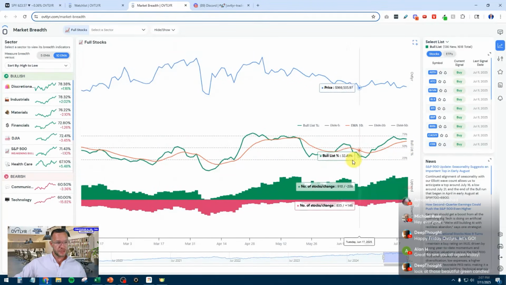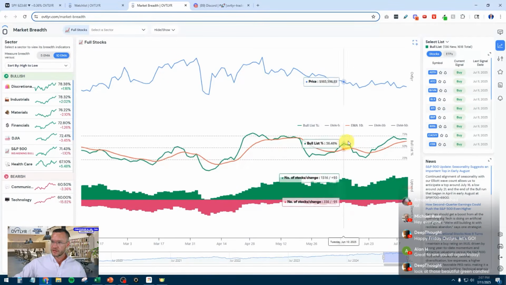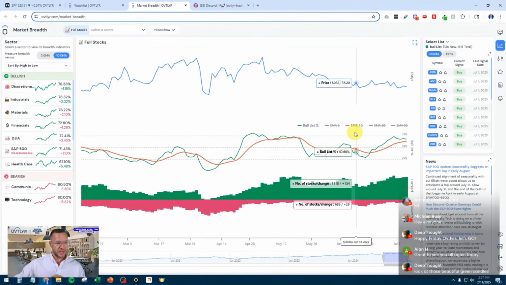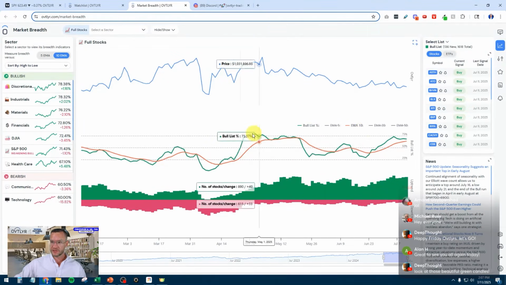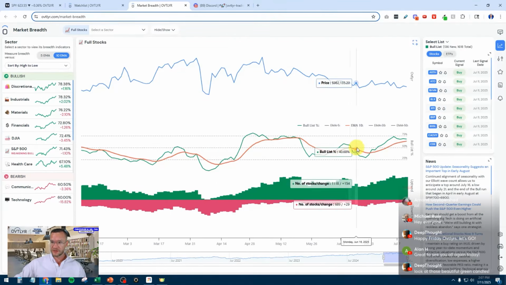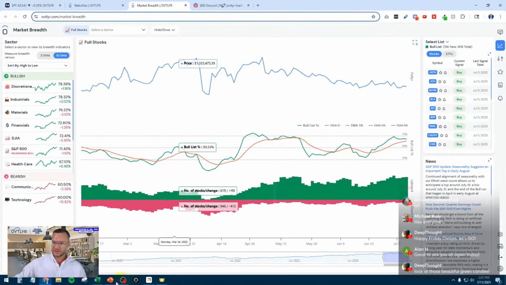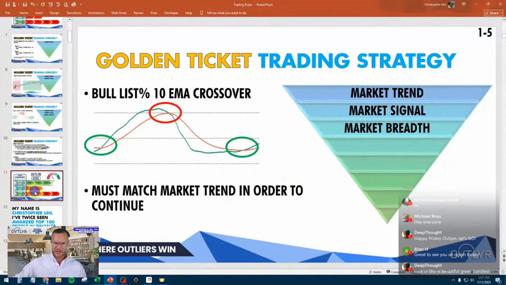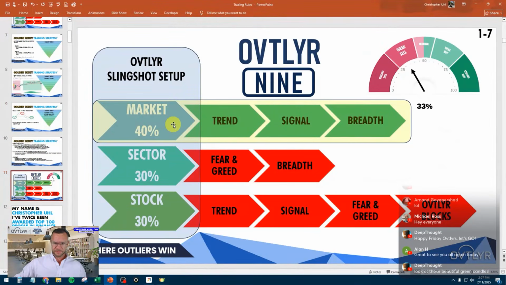The green line is measuring those buy and sell signals. The red line right there is the 10 EMA, the 10-day exponential moving average of the number of stocks on the buy list. So we still have bullish breadth right here. This is exactly what I want to see. So this means everything is lit up here for the market. The market is 100% bullish. That's exactly what we're going to be looking for.